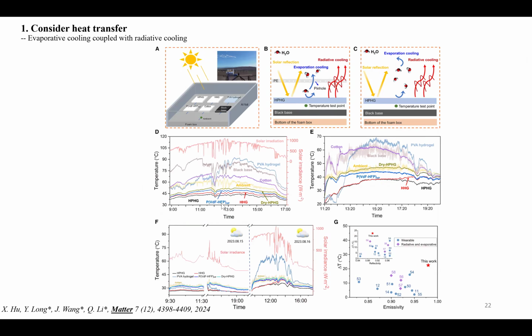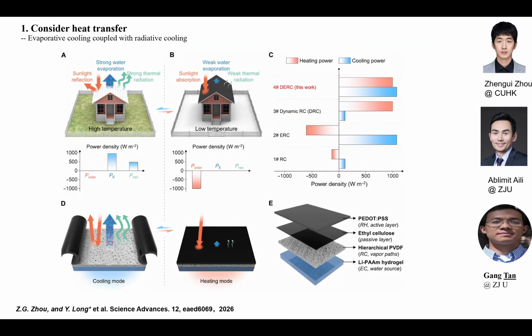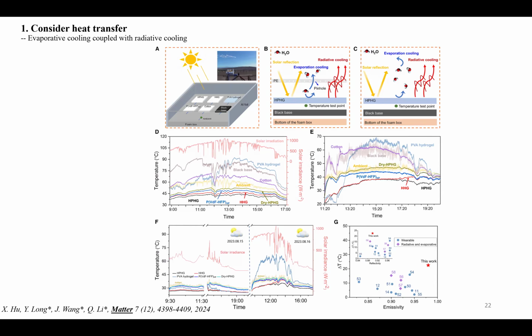You can see what the students have done, this comparison. PVDF is one of the best radiative cooling materials. But once we introduce evaporative cooling, you can see we can further enhance the cooling effect by more than 10 degrees. So that's really a huge thing here. And continuing, we also work on modulated evaporative cooling. For this previous work, we only talked about cooling, right?